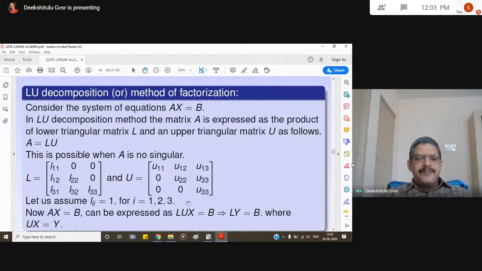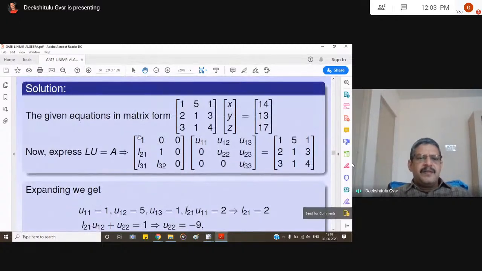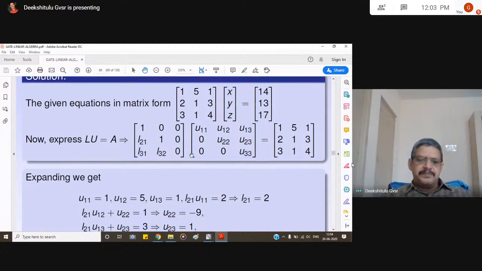From this we get the decomposition. Let us see what happens. Take the given system of equations. As I said, the principal diagonals will take ones. So L is 1 0 0, L21 1 0, L31 L32 1. This is also 0 actually, it is not misspelled. And U is U11 U12 U13, 0 U22 U23, 0 0 U33, and this total product is matrix A.